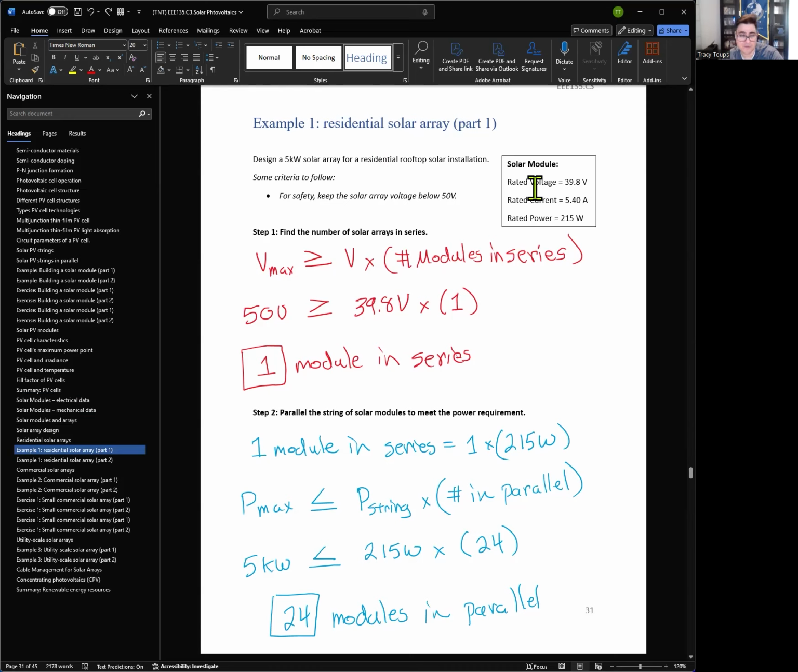We have a solar module from the previous slide. Rated voltage is 39.8 volts. Rated current is 5.4 amps. The power of one module is 215 watts. So let's go ahead and build our array system.